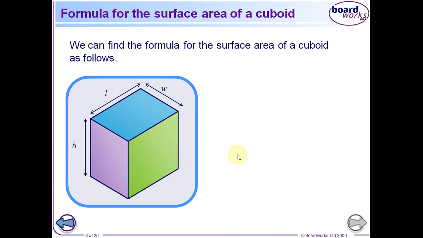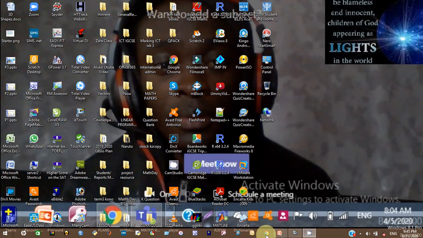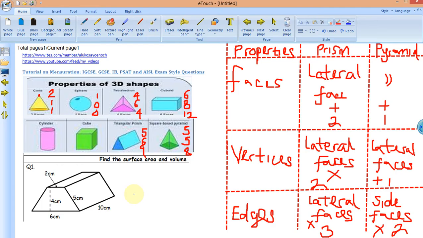Okay, so let me go back to my board. So based on that concept, let's go ahead and solve this problem now. So this seems to be quite a difficult one. So who can tell me, guys, what is the name of this? Is this a prism? Is this a pyramid? Is this a polyhedron, guys?